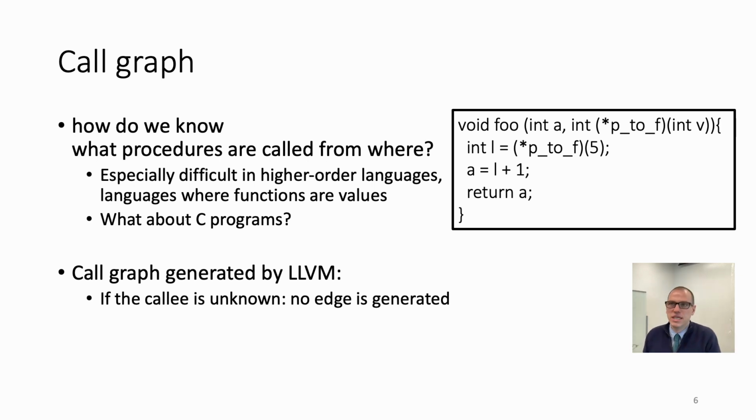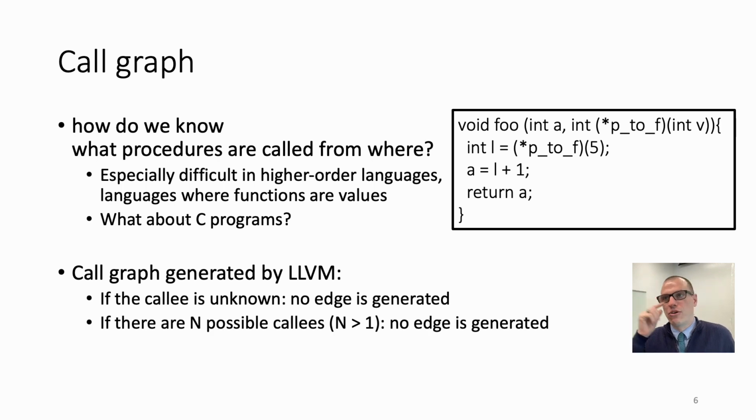Also, if I have an indirect call and I do know what my possible callees are, let's say I come from an object-oriented programming language and yes, I have a virtual call, so I don't have a single function I could invoke, but I have a very strict number of possibilities.